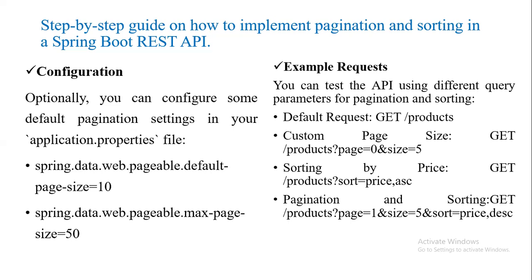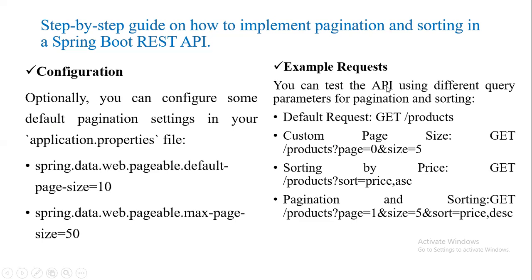Optionally, you can configure some default pagination settings in the application.properties file. Here on the left-hand side, we have specified spring.data.web.pageable.default-page-size equal to 10, which means that by default we are retrieving 10 records. And next, spring.data.web.pageable.max-page-size equal to 50, which means that by default it retrieves 10, and at max, it retrieves only 50 records. Some examples have been given on the right-hand side.